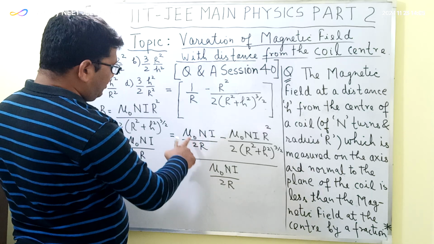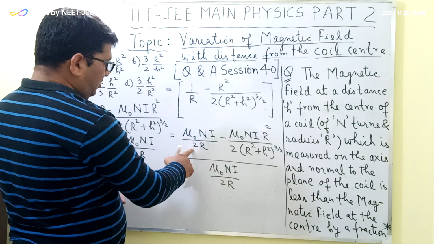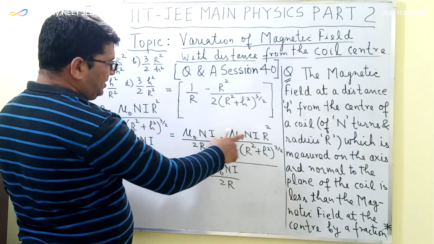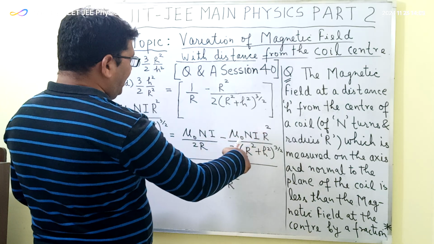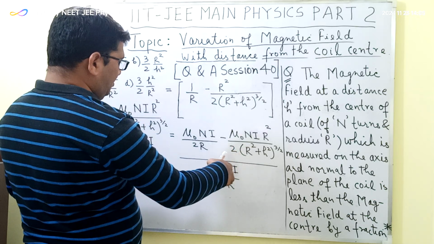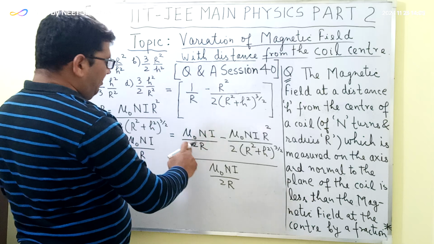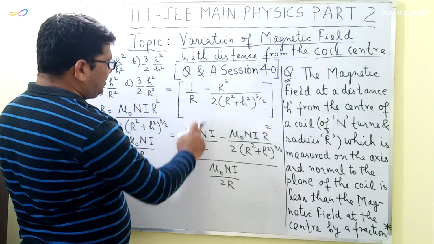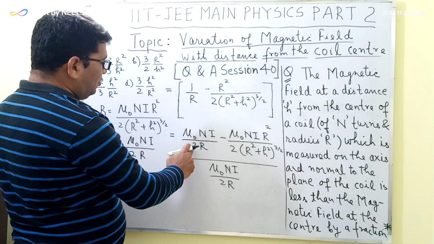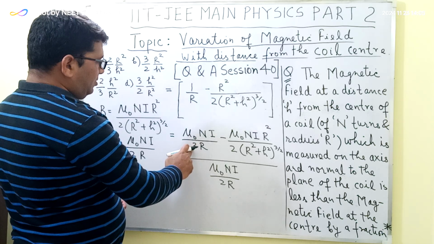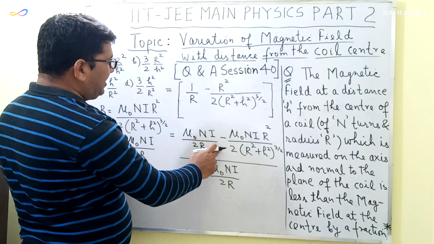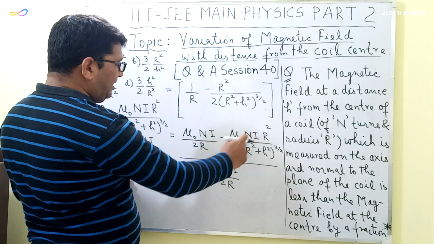This is the common, mu naught I upon 2. So I got 1 by r minus r square. From here I will be getting the value as mu naught, and because here I can take the common as mu naught I upon 2, so I will be getting the value as 1 by r, and then I will be getting the value here as mu naught I upon 2 is common.